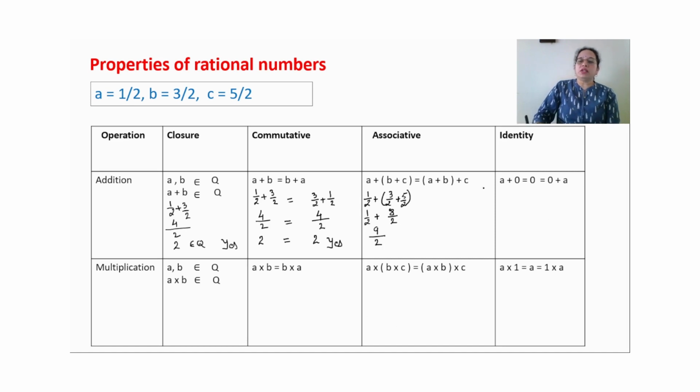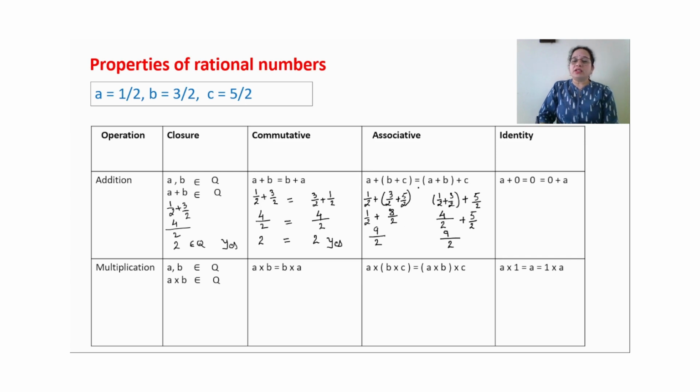Now we will solve this right hand side part. So bracket, value of A is 1 by 2, value of B is 3 by 2 plus value of C is 5 by 2. Now here bracket, these two numbers are there. So first we will add these two numbers. Your denominator is same. So 2, 3 plus 1 will give you 4 plus 5 by 2, and now again your denominators are same, so denominator will be 2, 5 plus 4 will give you 9 by 2.